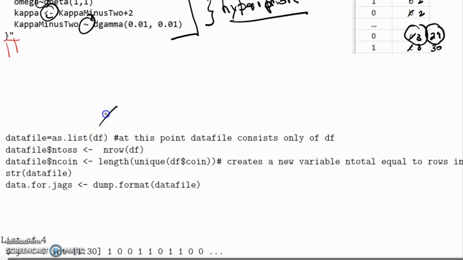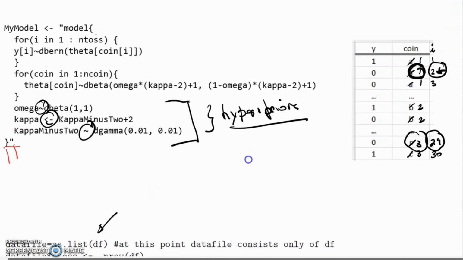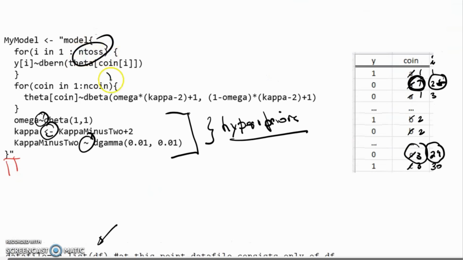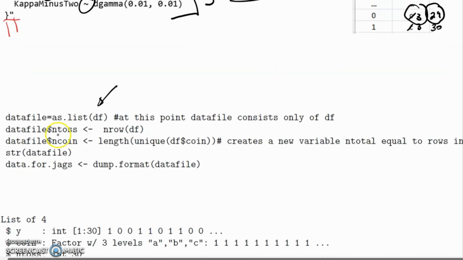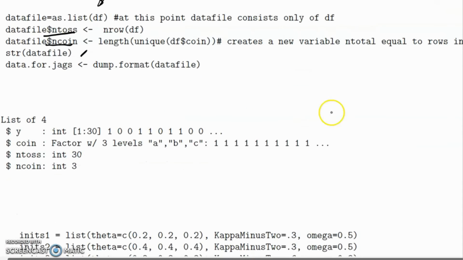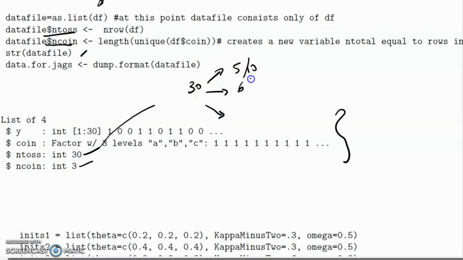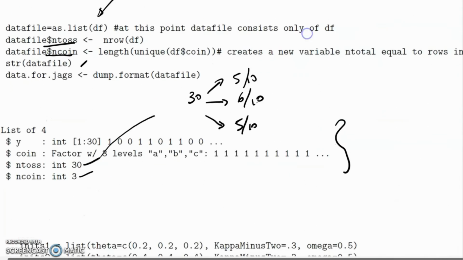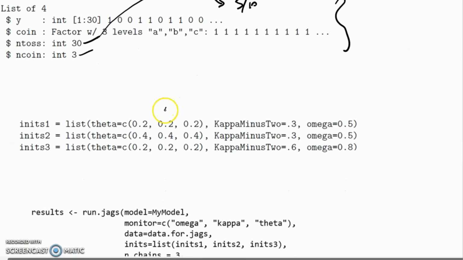So recall we had this data frame df, and remember what I said was we're going to have to define nTOS and nCoin. So we do that here. We look at the new data frame, and there it is with nTOS and nCoin. I might note parenthetically that I think I misspoke in an earlier video where I said that there were maybe 28 or 29 flips. There's actually 30, and for coins A, B, and C, the results were 5 out of 10, 6 out of 10, and 5 out of 10 respectively. Okay, so there's our initialization.